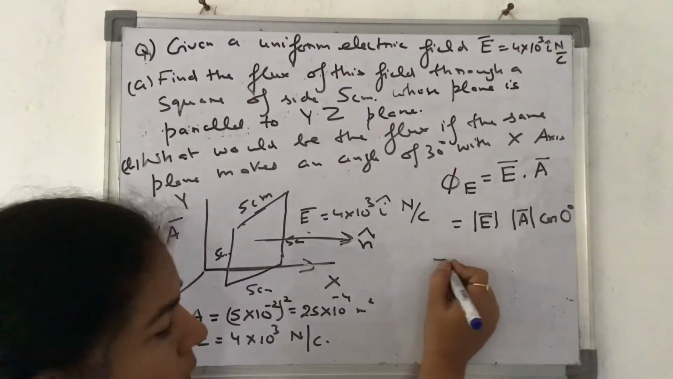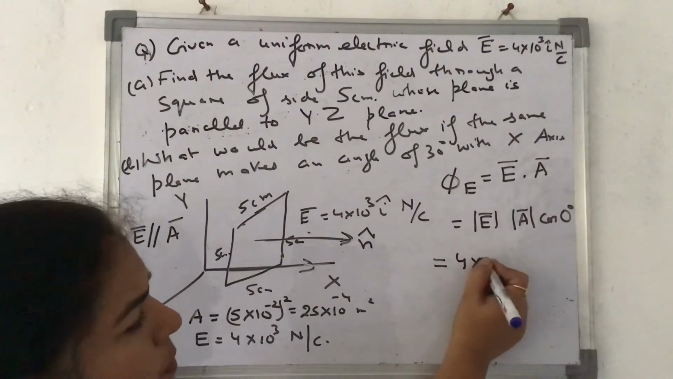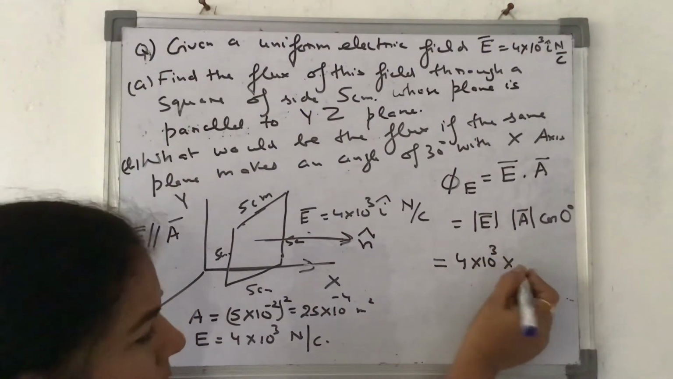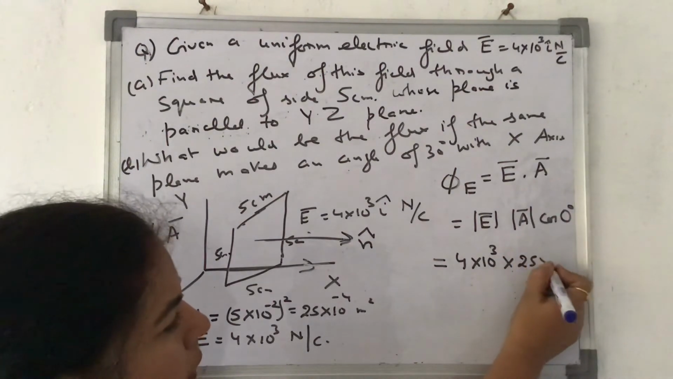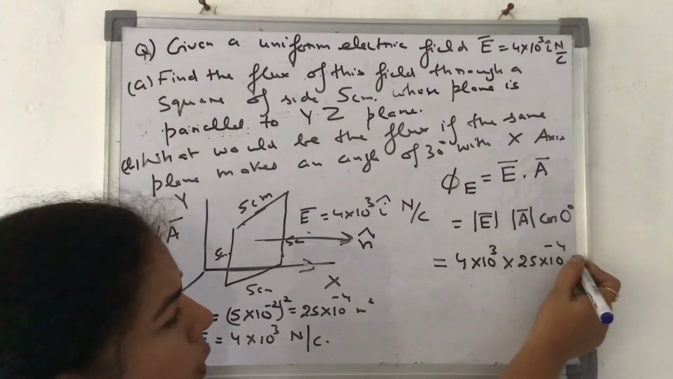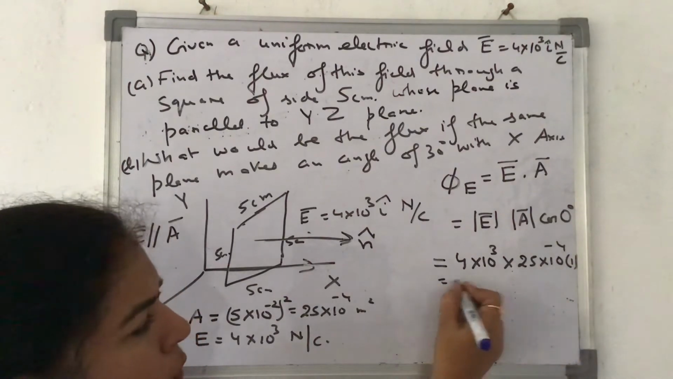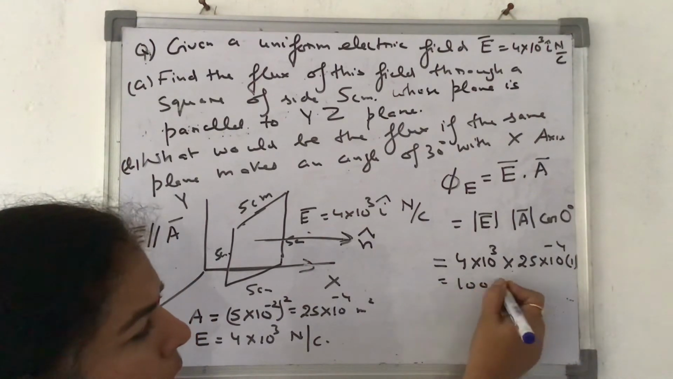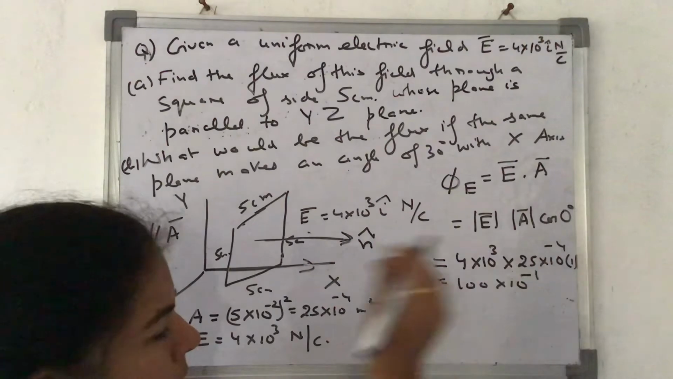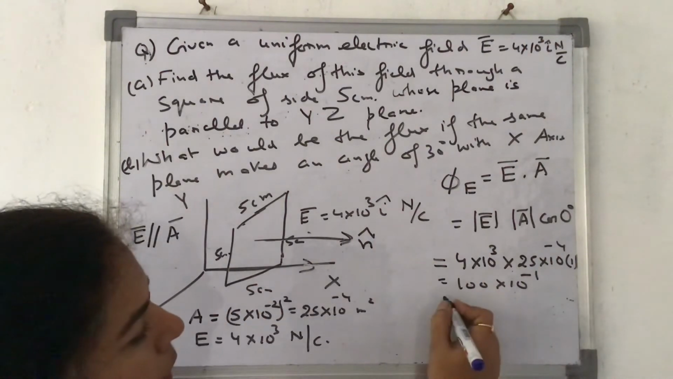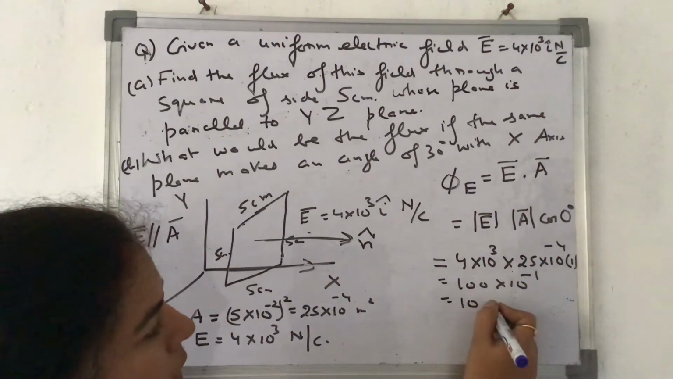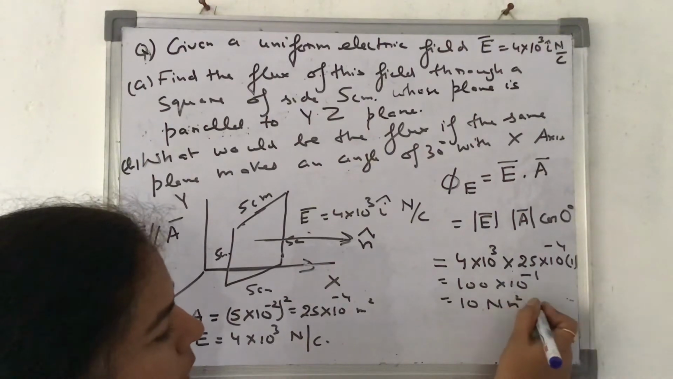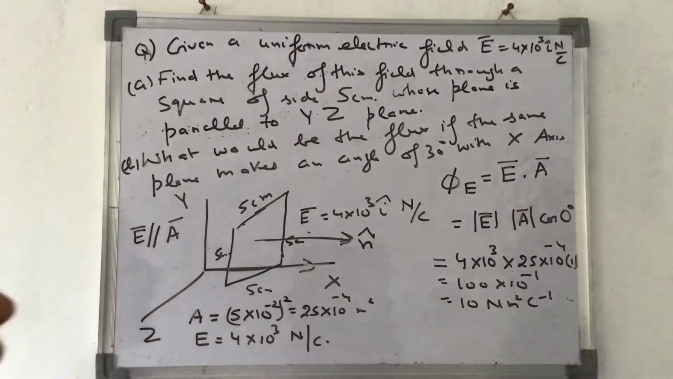So let me substitute these values now. 4 into 10 raised to power 3 is the value for electric field in SI units, and this is 25 into 10 raised to power minus 4 in SI units. Cos 0 is 1. 25 into 4 is 100, 100 into 10 raised to power minus 4, then it becomes 10 Newton meter square per coulomb. This becomes the value of flux. Is this clear? Okay. Now I come to the second part of the question.